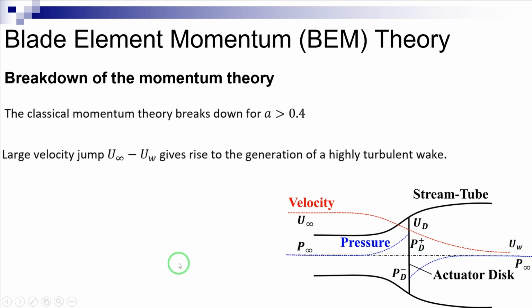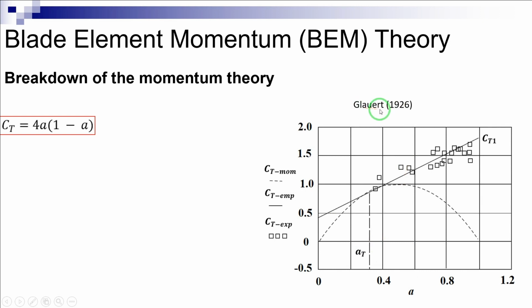However, physically, this is not possible, and what actually occurs is the large velocity jump u infinity minus uw gives rise to the generation of a highly turbulent wake downstream of the wind turbine rotor. At this condition, a much larger thrust force is exerted on the rotor than that predicted by the momentum theory. Glauert 1926 presents some experimental data for a whole rotor as shown in this figure, where the thrust coefficient predicted by the momentum theory as presented here is compared against the experimental data.